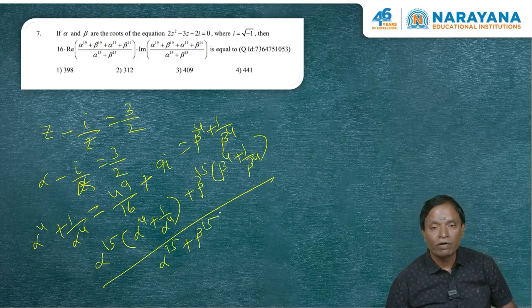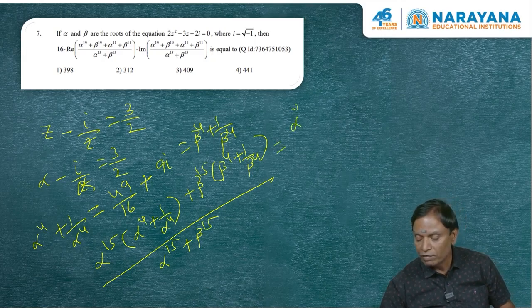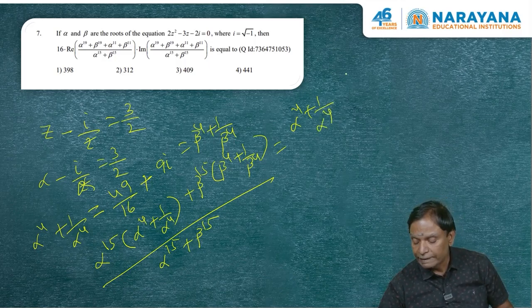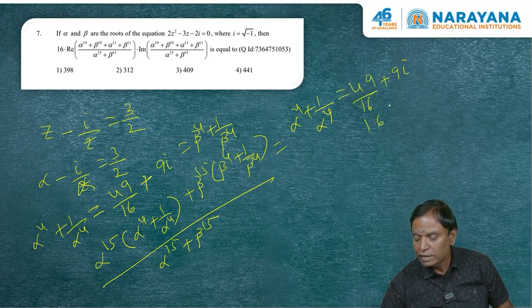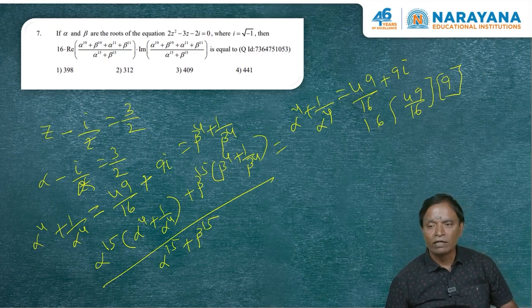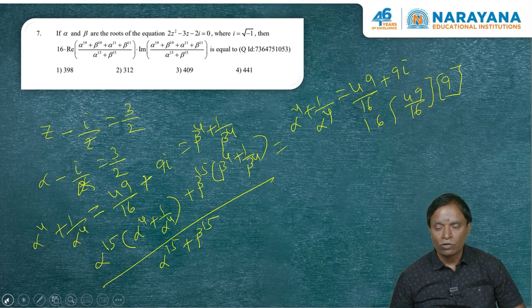Now, since alpha power 4 plus 1 by alpha power 4 is equal to beta power 4 plus 1 by beta power 4, this expression reduces to alpha power 4 plus 1 by alpha power 4, which gives you 49 by 16 plus 9i. Now, calculate 16 times the real part of this into the imaginary part of this. But this you can simplify it. I think roughly it gives you 49 into 9, 441. Right. Now, let us go to the next problem.